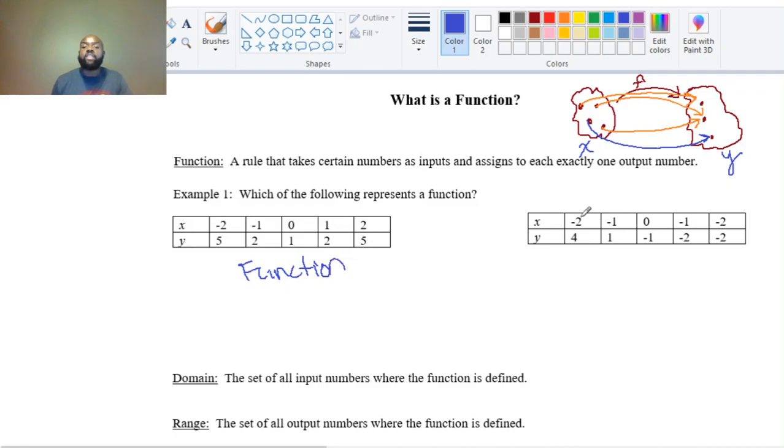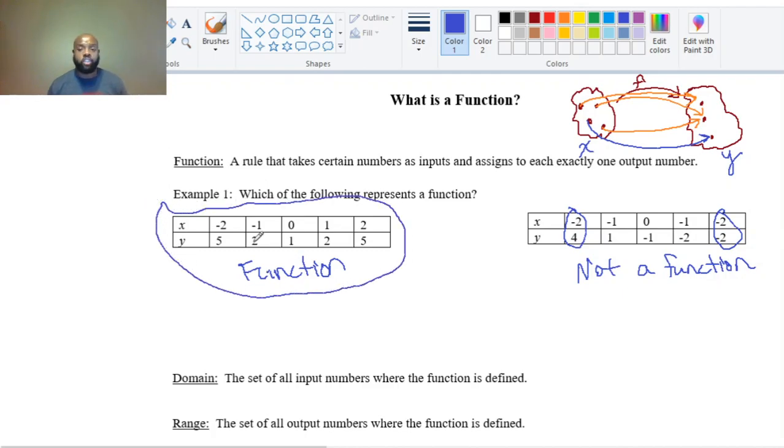While this one here, -2 gets assigned to 4 in this ordered pair, but -2 also gets assigned to -2, right? And so as long as I have at least one input that gets assigned to more than one output, it's not a function. And so in this course, we're going to be focusing on situations like this, where we're only dealing with functions. We're not going to see situations like this because math doesn't have any nice properties when you have this type of situation going on here.